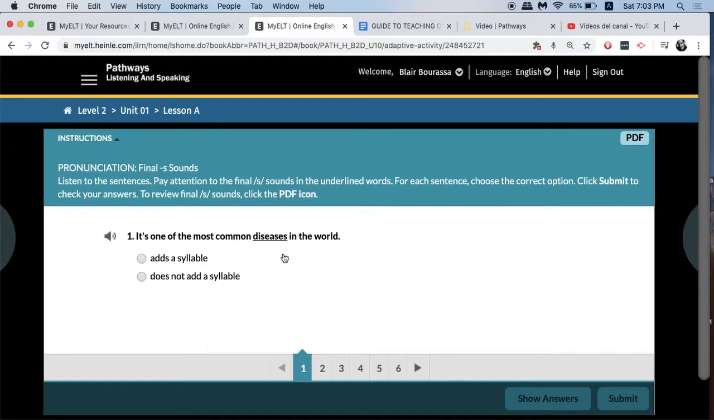There are listening ones where, for example, you see this one. It says, pay attention to the final S sounds in the underlined words. So it's asking you, does this word add a syllable at the end? Diseases. So the answer is yes. It's one of the most common diseases in the world. Okay. So yes, it adds a syllable. And other questions are the same. So you listen and you choose the correct answer.